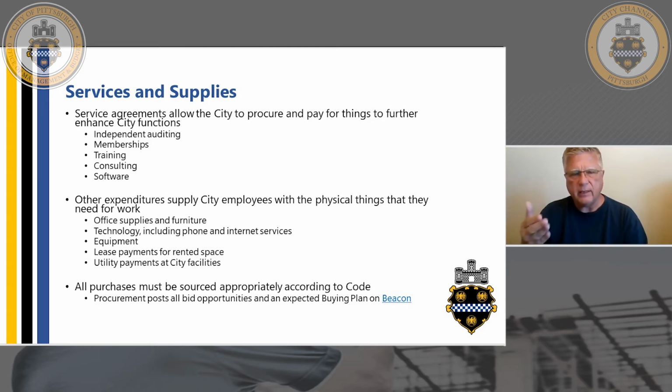So one thing to note, all purchases must be sourced appropriately according to city code. Procurement, which is one of the areas within the Office of Management and Budget, posts all bid opportunities and a buying plan on Beacon. And when these slides go up, you'll be able to link directly into that if you're interested in seeing the requests for professional service proposals. There are requests for low bid quotes. It's a very robust program, and it's all centrally housed within OMB.